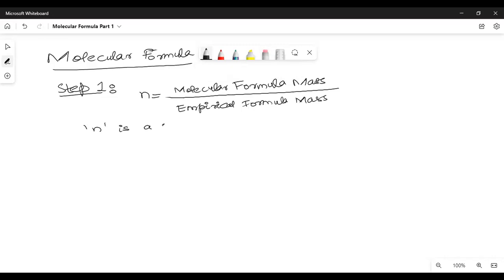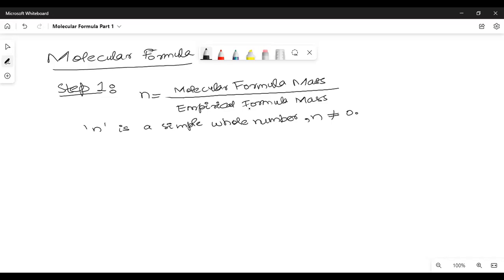So N is a simple whole number, and N can never be equal to zero. Okay. So what happens if the examiner is going to convert an empirical formula question into a molecular formula question? The numerator of this formula, the molecular formula mass, has to be a part of the question, because if you don't know it, you can't really proceed with these two steps.